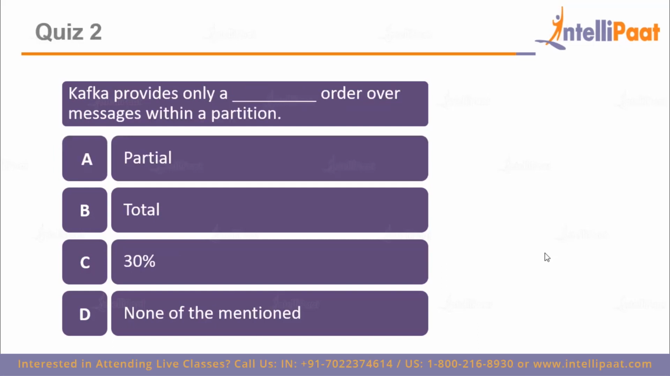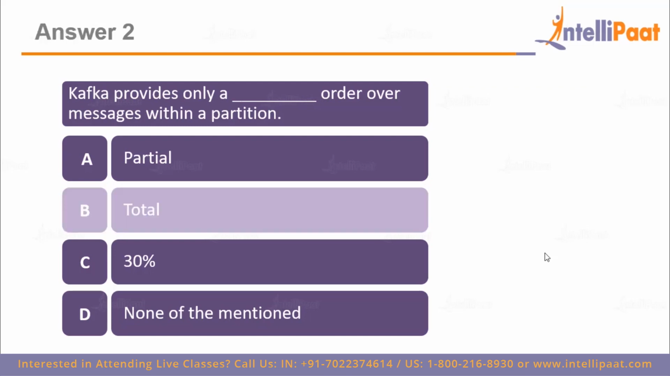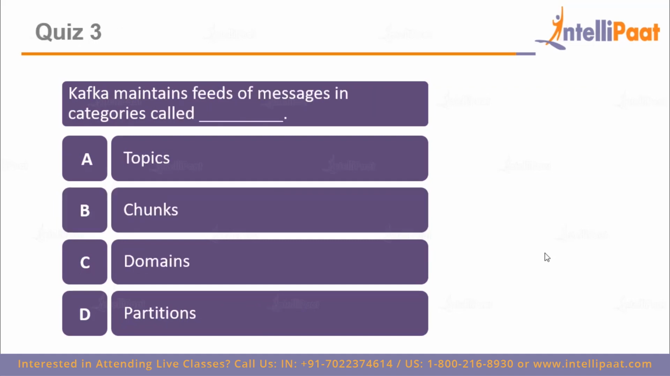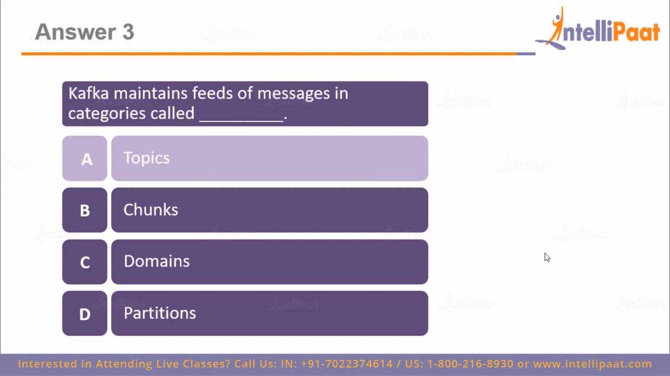Then we have our next quiz over here. Kafka provides only a dash order over messages within a partition. So Kafka provides only a total order over messages within a partition. Question number 3. Kafka maintains feeds of messages in categories called. So what would be the answer to this? The answer is topics. All of the feeds of messages are stored in categories called topics.